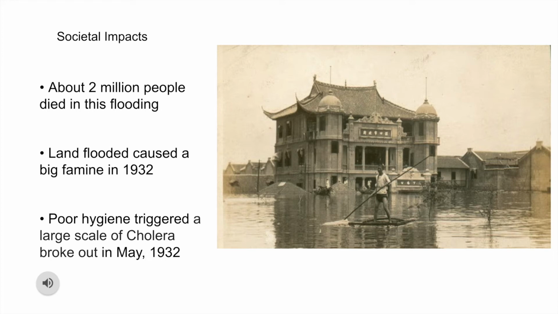During that time, the fields were impossible to grow crops in, so there was a big famine in 1932. Survivors could only eat things like tree bark, grass roots, and algae. Lots of people died in this starvation. In addition, because people lived in the water for a long time, and there was a lot of pollution in the water, a large-scale cholera outbreak occurred. Cholera struck 30 cities and counties. This is another reason why there were so many victims in this disaster.